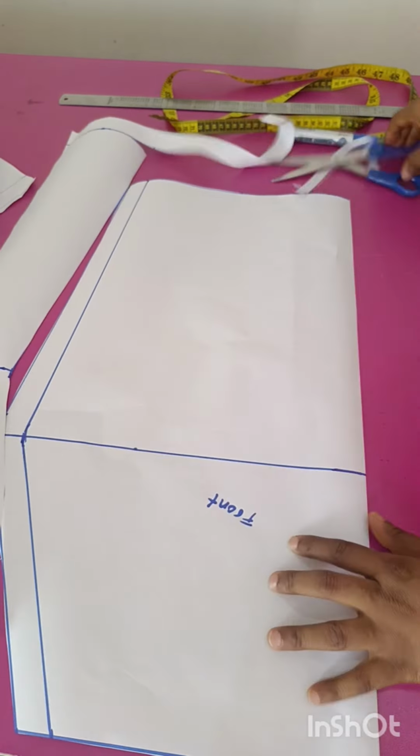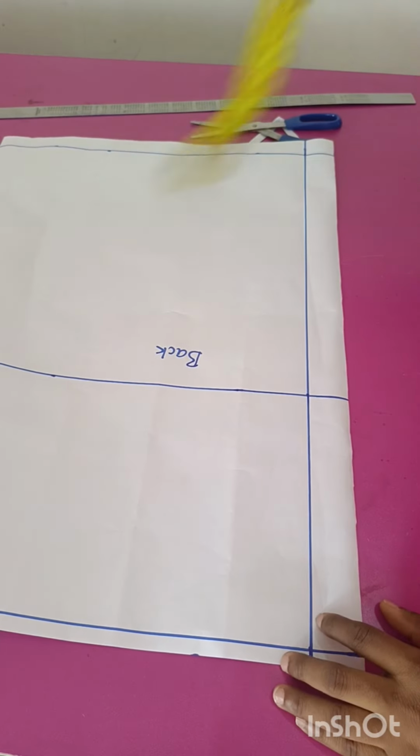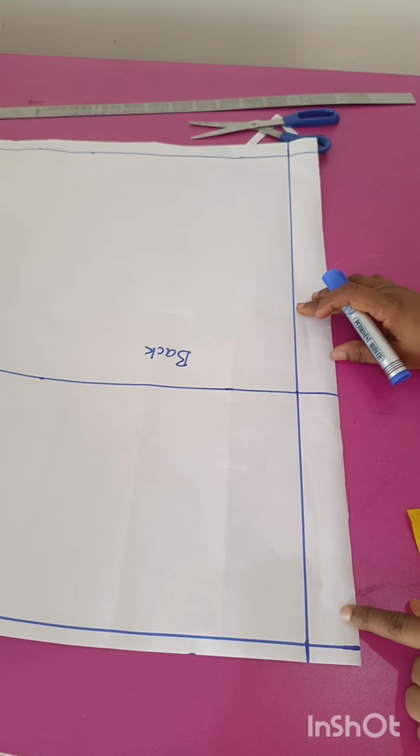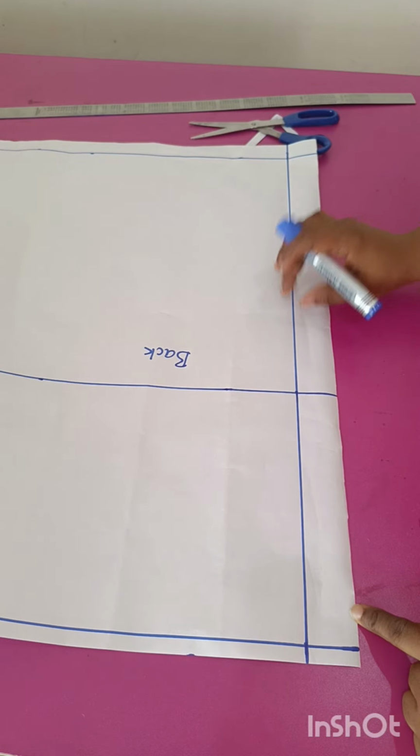So we are done with the front. Let's go to the back. For the back also, I did the same thing, but the only difference is our zip. This is our zip line where we are going to hide our zip allowance. So you can leave 1 inch, 1.5, 2 inches for your zip allowance.